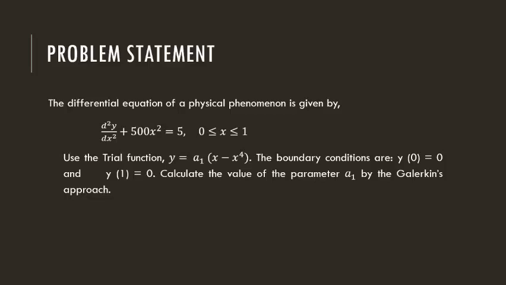Use the trial function y is equal to a1 into x minus x power 4. The boundary conditions are given as y of 0 is equal to 0 and y of 1 is equal to 0. We are asked to calculate the value of the parameter a1 in the trial function by the Galerkin's approach.